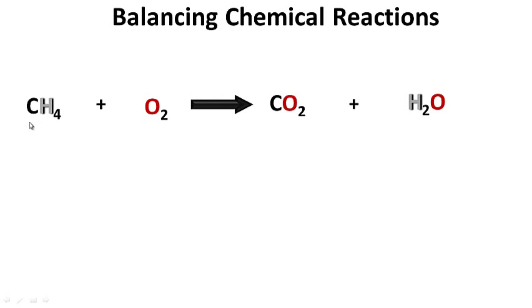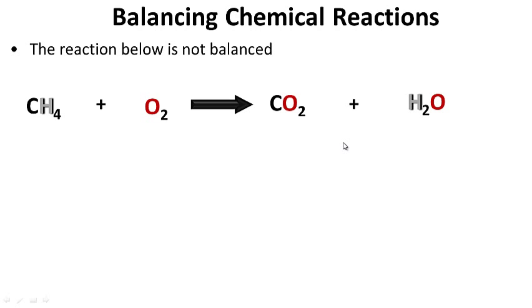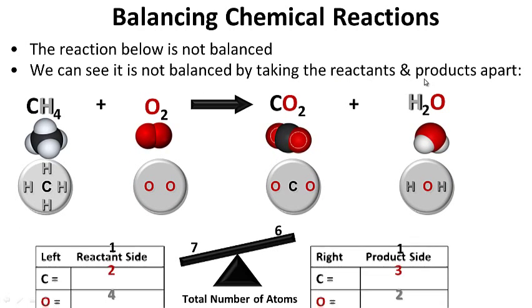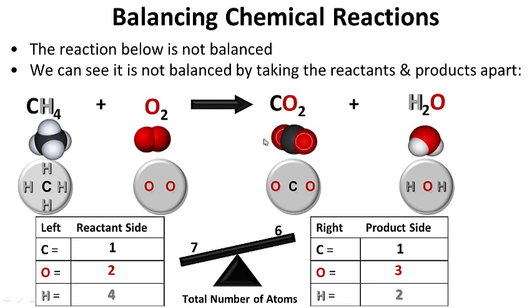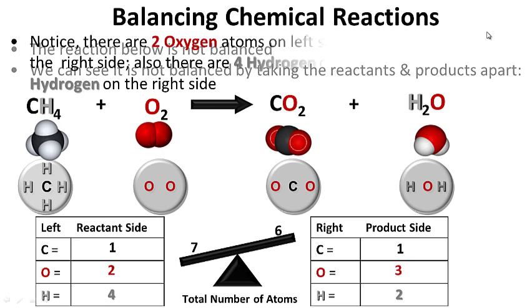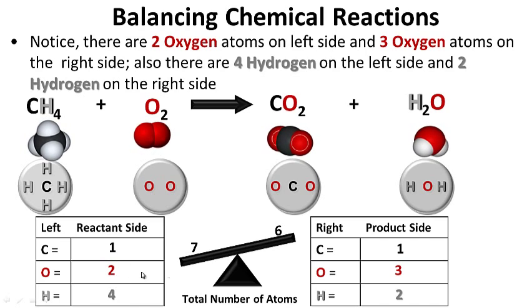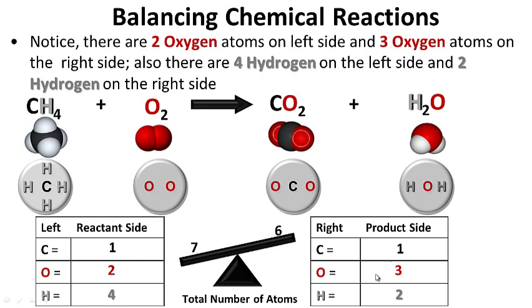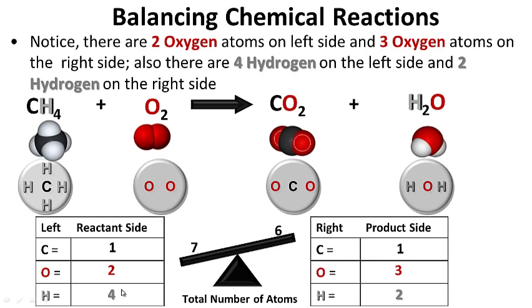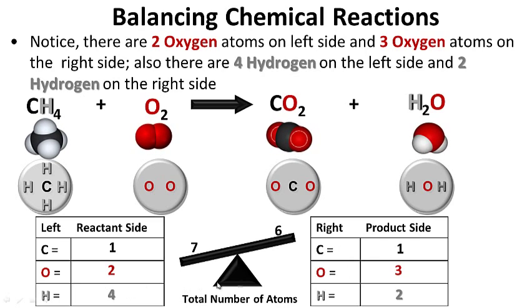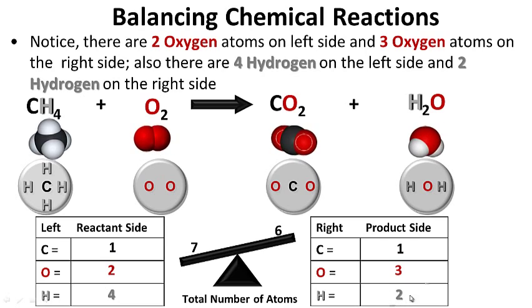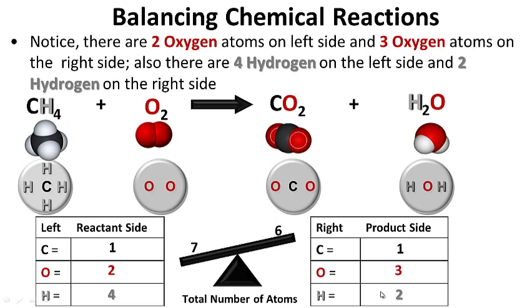So consider once again our reaction of methane and oxygen. So the reaction is not balanced. We can see it is not balanced by taking the reactants and products apart. Notice there are 2 oxygen atoms on the left side here, and 3 oxygen atoms on the right side. And there are 4 hydrogen on the left side and 2 hydrogen on the right side.